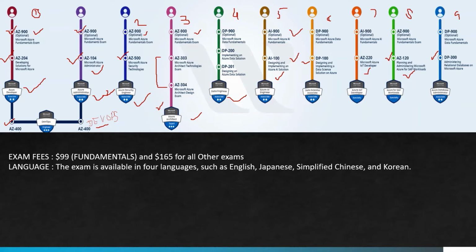Now the exam fee for fundamental certifications like AZ 900, DP 900, AI 900: for all fundamental certifications, the exam fee is $99, and for all other exams like AZ 104, 204, there's a fee of $165. And the language for this exam is available in English, Japanese. Simply, we just need the English.